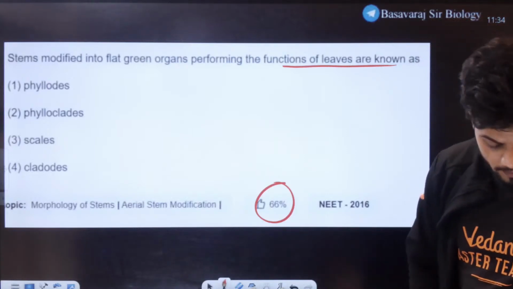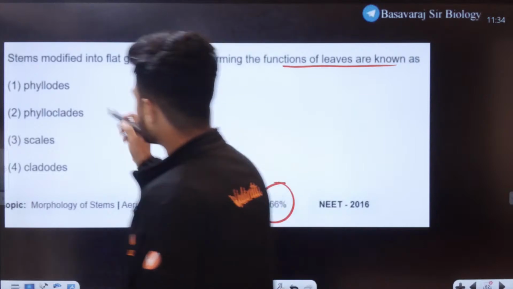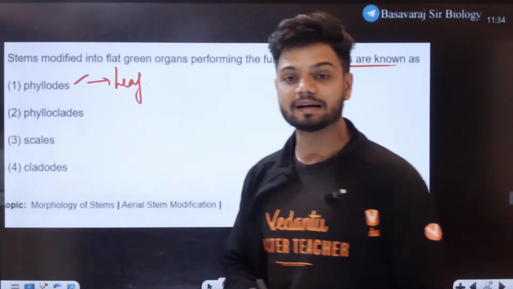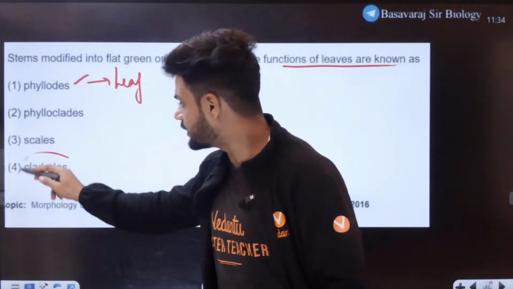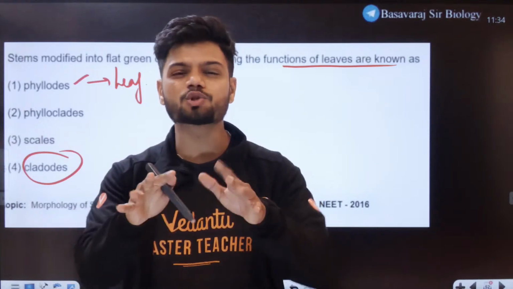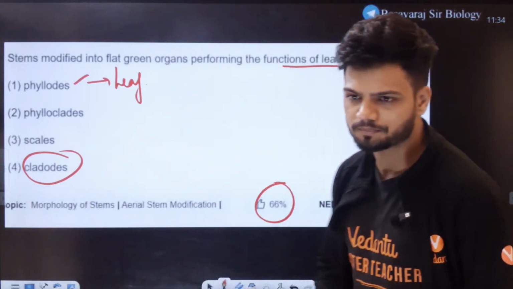Some of you might be asking, sir, what is a phyllode? This I will teach you in the leaf chapter. What is a cladode? A cladode is also a type of stem. It is photosynthetic, but it is not for storage.